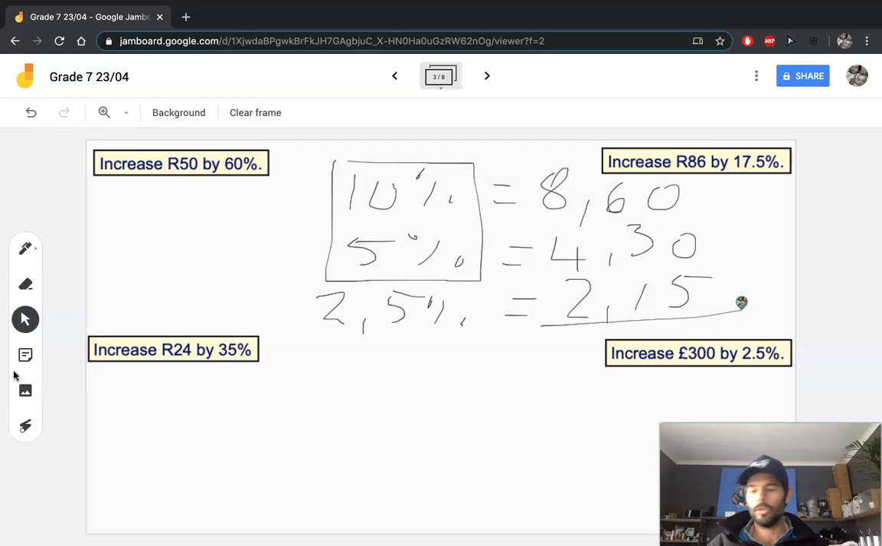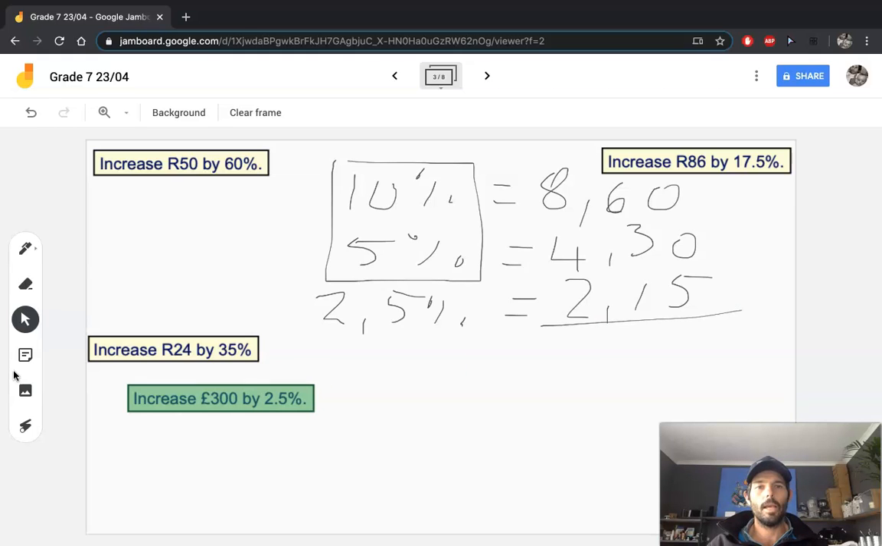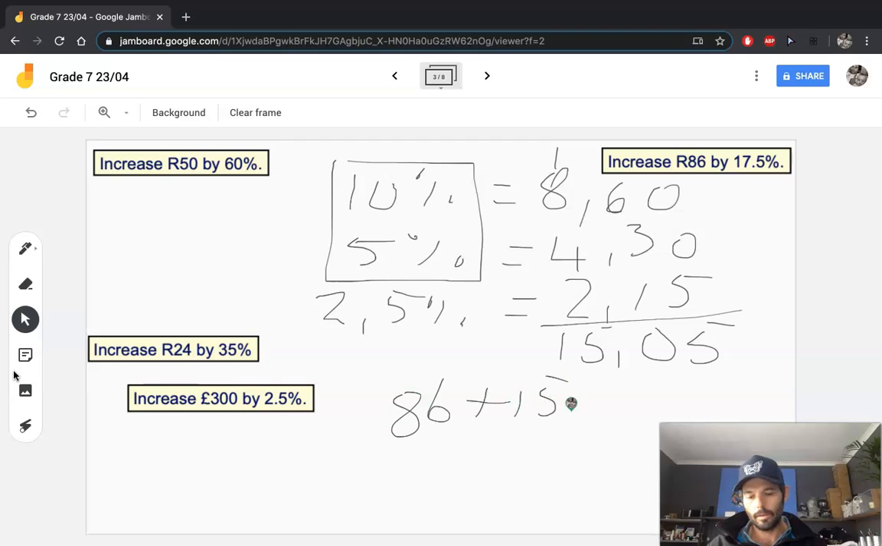Okay, and now it's just a case of, let me just move that out the way. Now it's just a case of me adding up those amounts. And that's 15 Rand and 5 cents. So 17.5% of 86 Rand is 15 Rand and 5 cents. Now I need to add that 15 Rand and 5 cents to 86. Okay, and you can see I'm going to get 101 Rand and 5 cents.